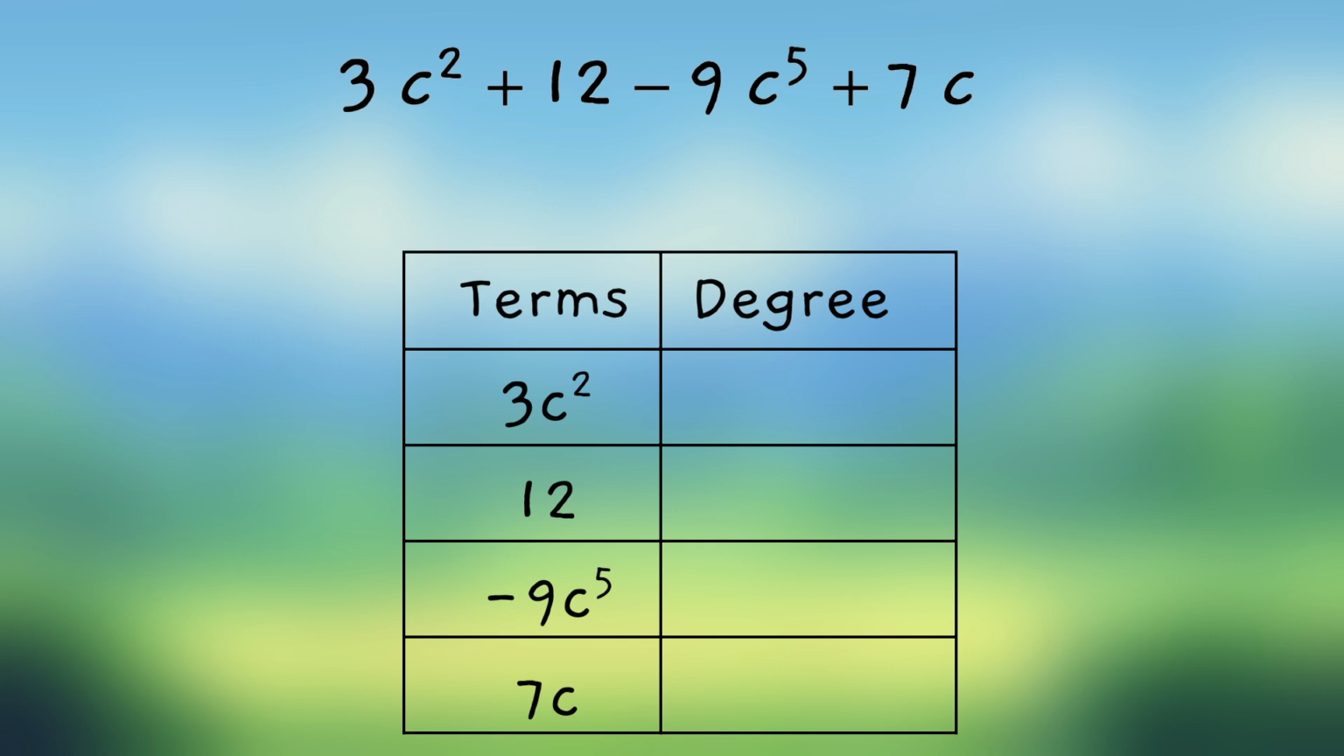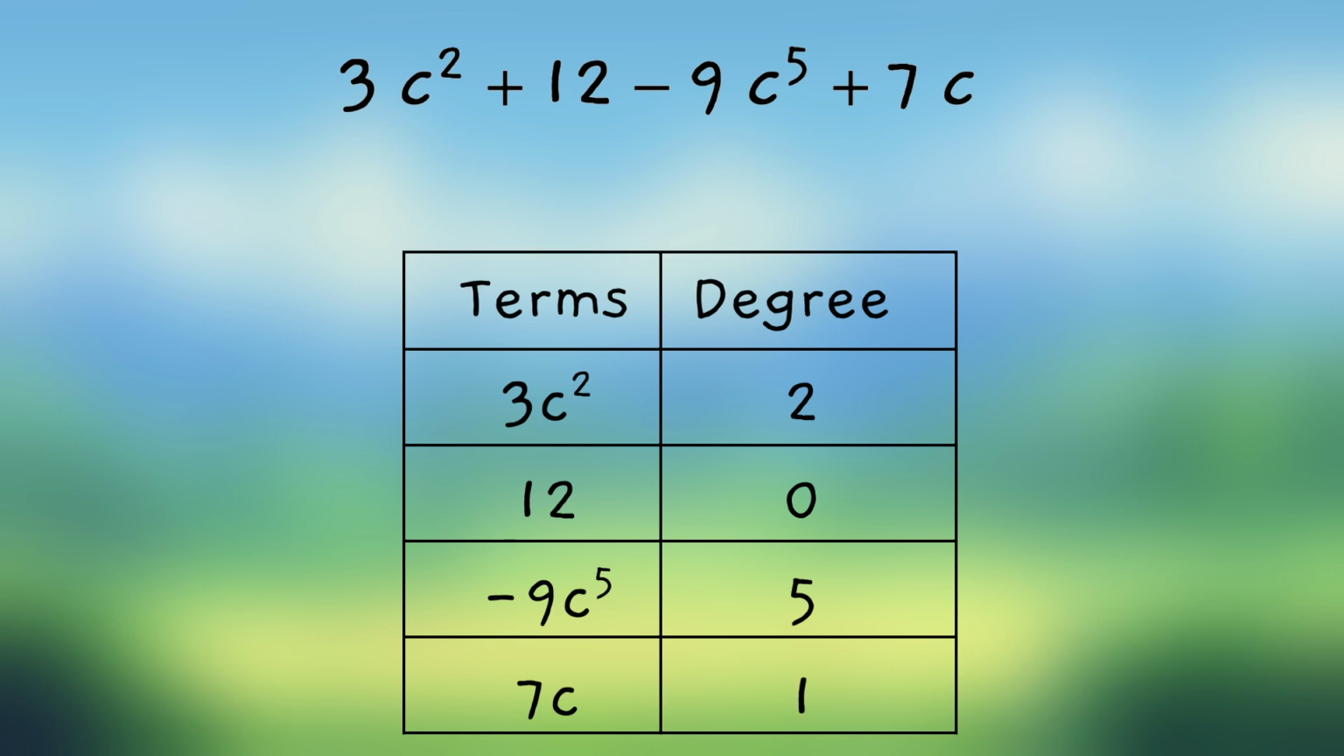Now for each term, let's look at the degree. So for the term 3c squared, the exponent is 2, so the degree of that term is 2. Next term, 12, it's a constant. And remember, we talked a little bit about this odd thing about it being 0. The degree of the constant term is 0. The third term we have is negative 9c to the fifth. The exponent is 5, so the degree of this monomial is 5. And lastly, the last term in this polynomial is 7c. We didn't write the exponent, and that's because the exponent is 1, and when the exponent's 1, you can just leave it off. So the degree of that monomial is 1.